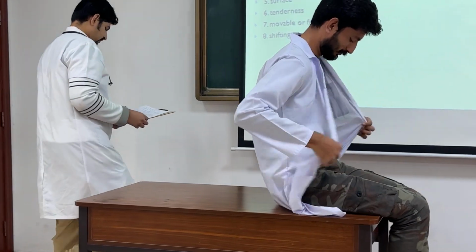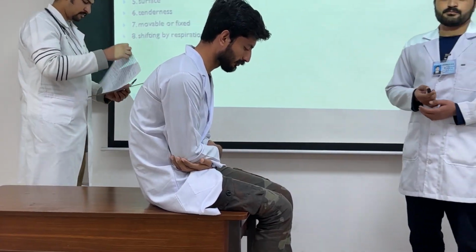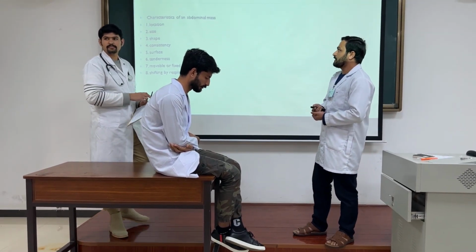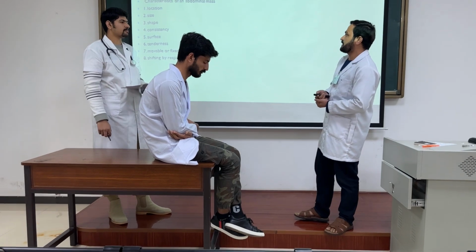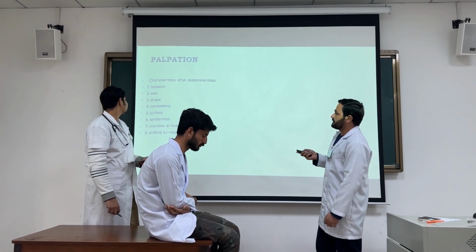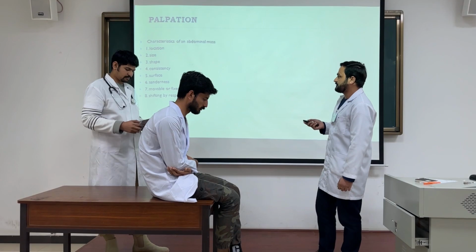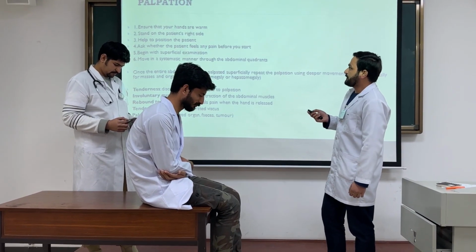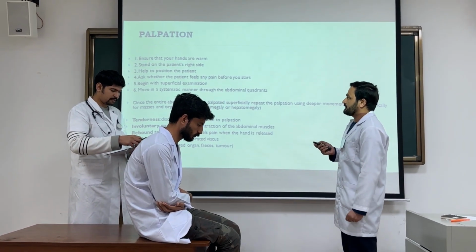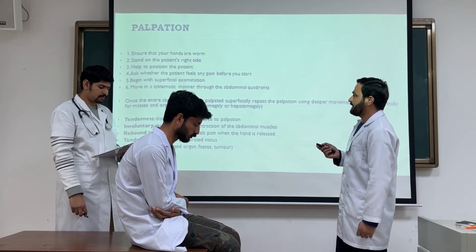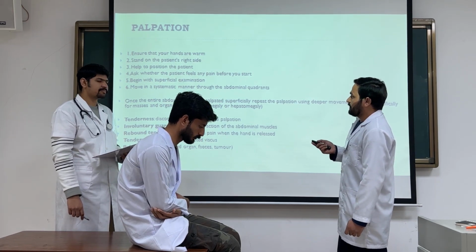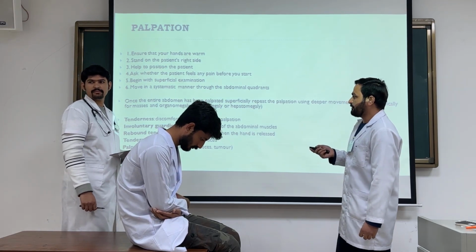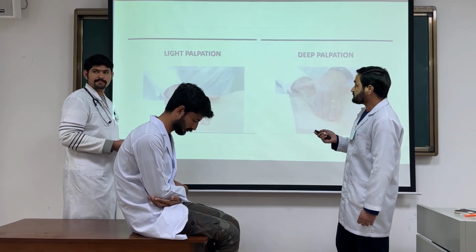So after doing inspection, auscultation, percussion, now lastly on abdominal examination we go for palpation. On palpation we check for the characteristics of an abdominal mass: location, size, shape, consistency, surface, tenderness, movable or fixed, shifting of perspiration. For palpation ensure that your hands are warm, stand by the patient's right side, help position the patient. We look for tenderness, rebound tenderness, tenderness plus rigidity, palpable mass and aortic pulsation.